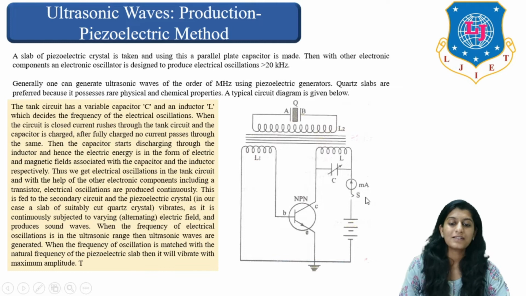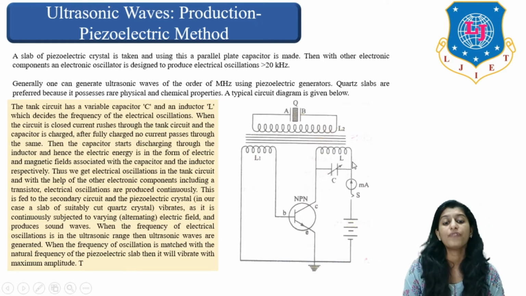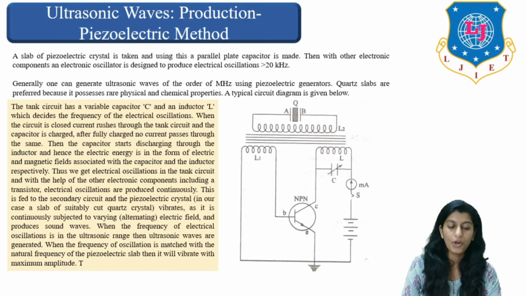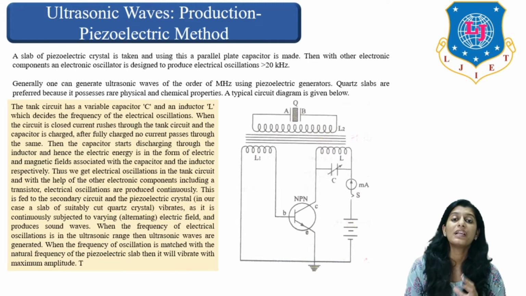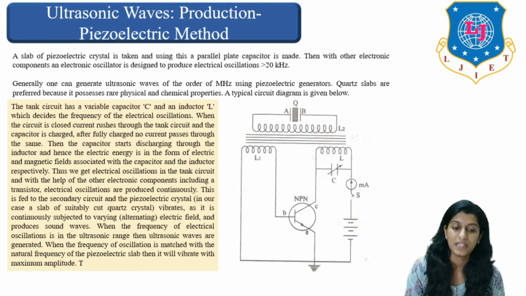A tank circuit has a variable capacitor C. You can see here a capacitor C and inductor L, right? So there is a capacitor C and inductor L, which decides the frequency of electrical oscillations. So capacitor and inductor both will help us to decide the frequency of electrical oscillations.